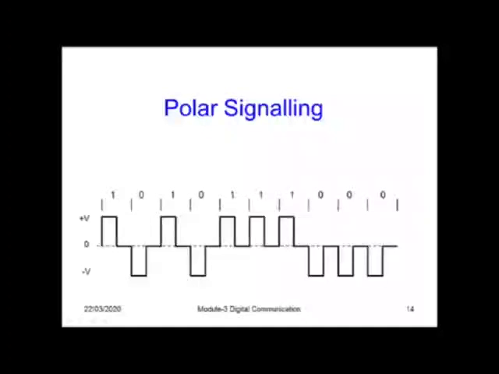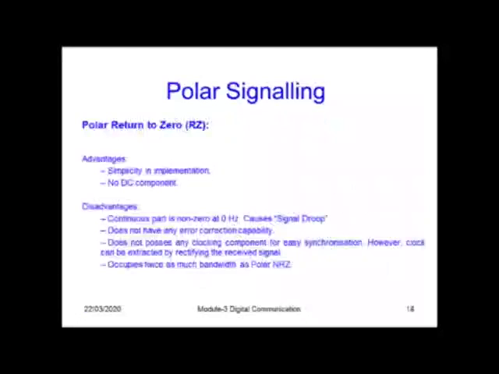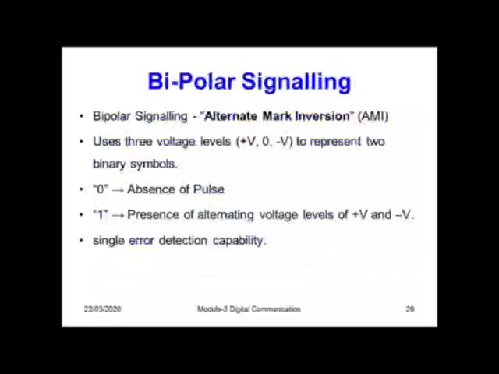The advantages again remain the same, that is simplicity in implementation and no DC component involved. It does not have any error correction capability, and does not possess any clocking component for the ease of synchronization. And one disadvantage is that it occupies twice the bandwidth that is required for non-return to zero.